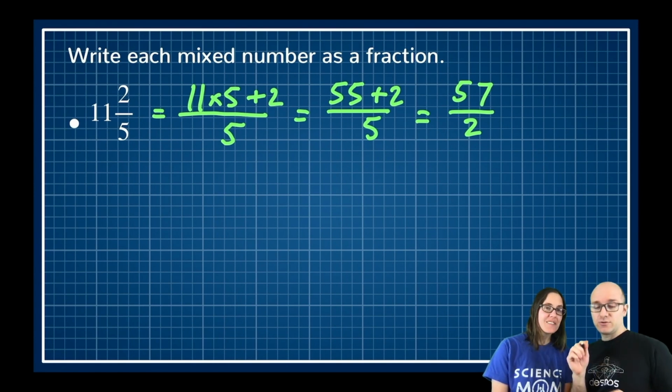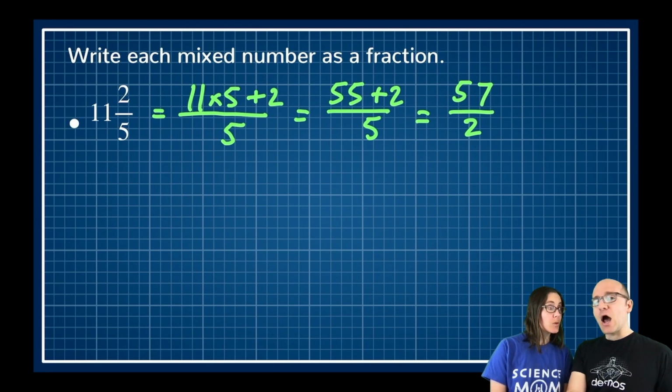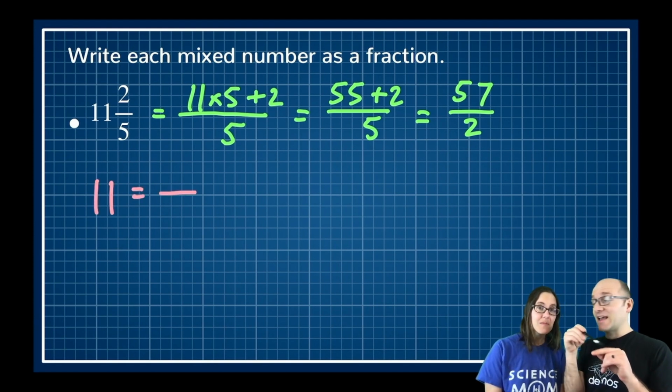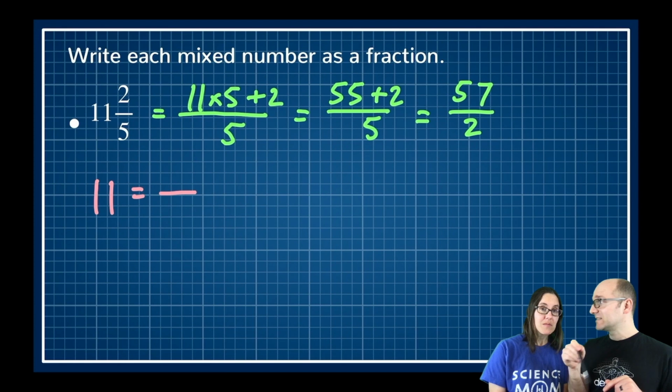So what we're going to do this time is rewrite the number 11. So how many fifths are there in the number 11? Let's think about it in pizza slices. If I had 11 pizzas and I cut them into 5 slices each, how many total slices would there be?